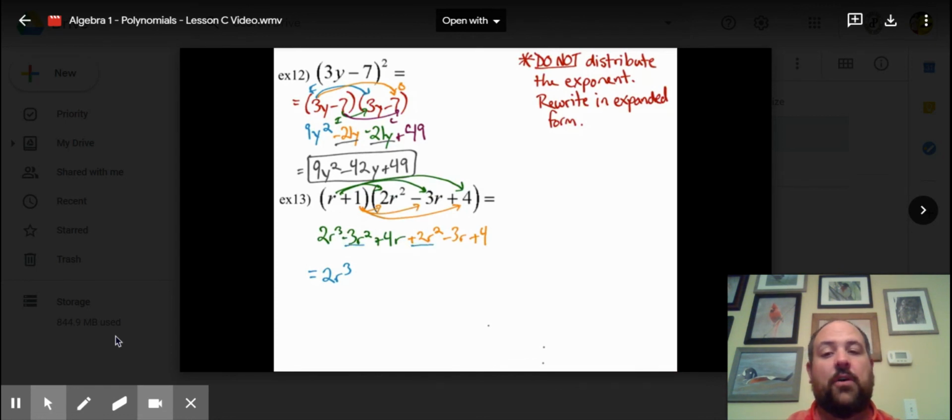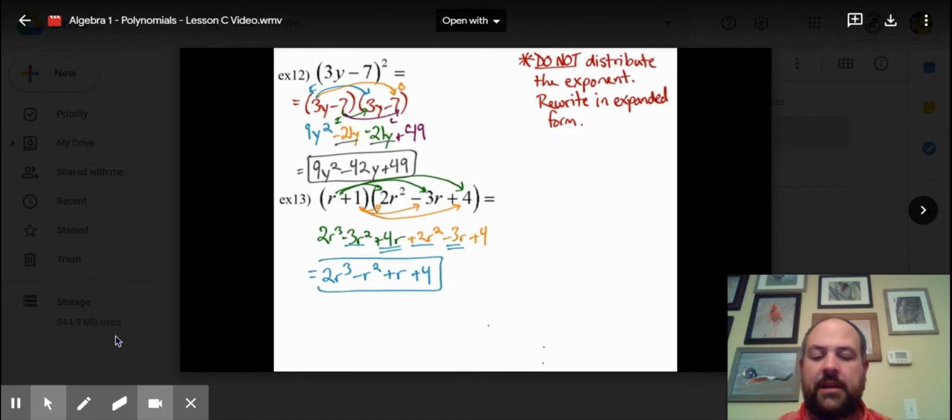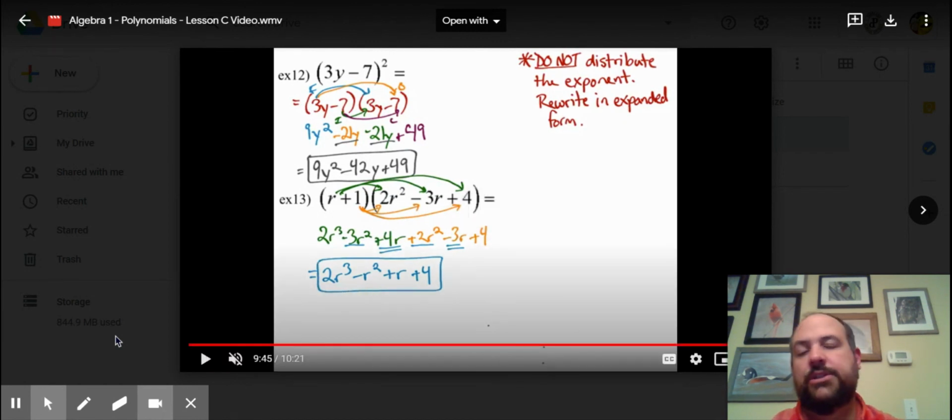We can combine the r squareds. Negative 3r squared plus 2r squared is minus r squared. We can do the same thing with the r's. Positive 4r and minus 3r is plus r. And the plus 4 cannot be combined with anything. So there's our final answer: 2r cubed minus r squared plus r plus 4.